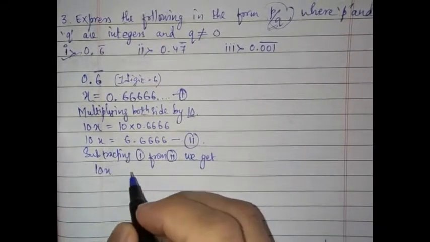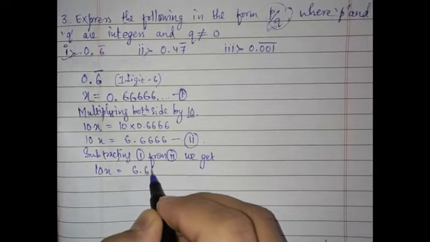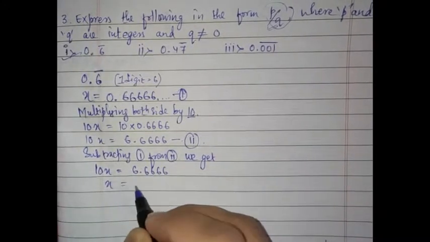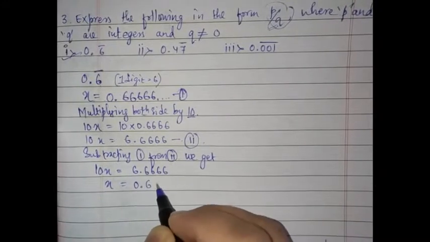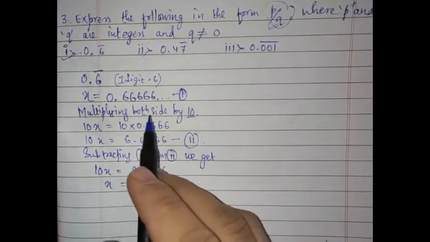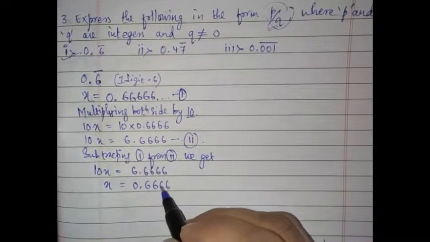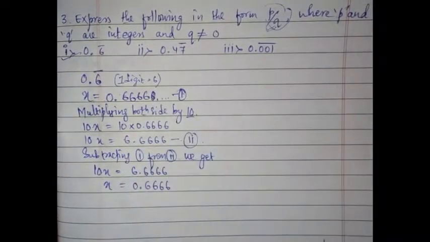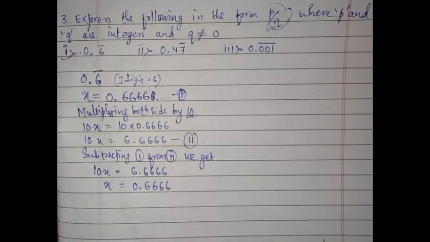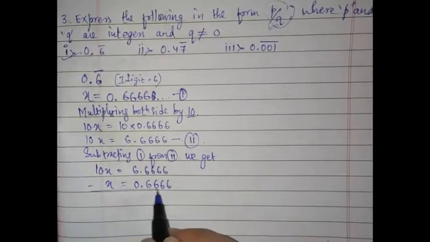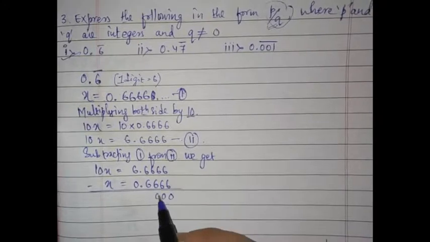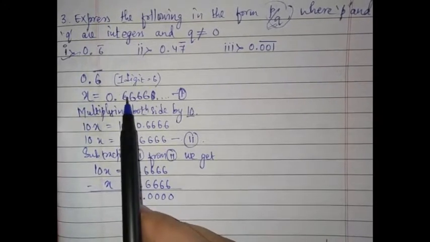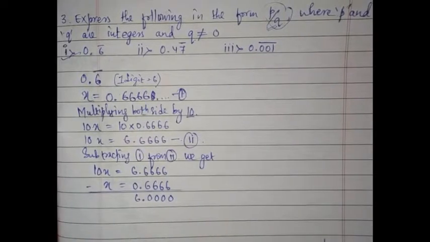is equal to 6.6666 and x is equal to 0.6666. How many 6s have you written? Okay, so when you subtract this, you'll get 0, 0, 0, 0, and 6 minus 0 is 6. It's your choice how many 6s you want to put. Okay, that's up to you.